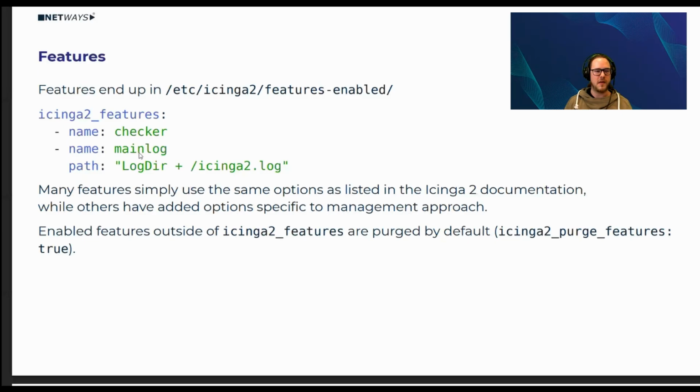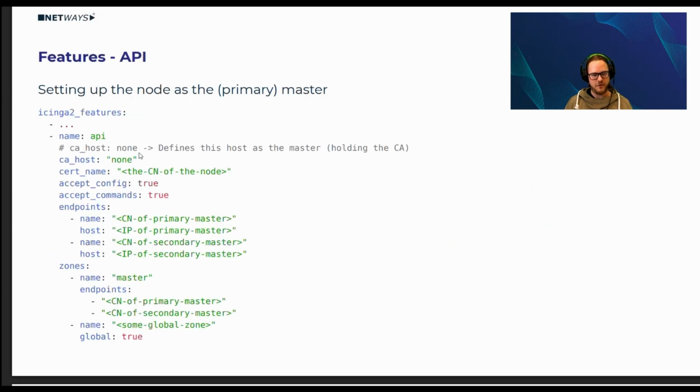For Ansible specifically, I want to talk about the API feature, because there's a lot of things you might not have seen in the official Icinga documentation. For example, we got this CA host. So this CA host basically means who has the CA, who is my parent, who do I need to talk to if I want to be part of the cluster. If you want to create a primary master, meaning the one that has the CA in the end, then you would want to add CA host none, meaning this one knows, hey, I will just create the CA and be able to act as the master.